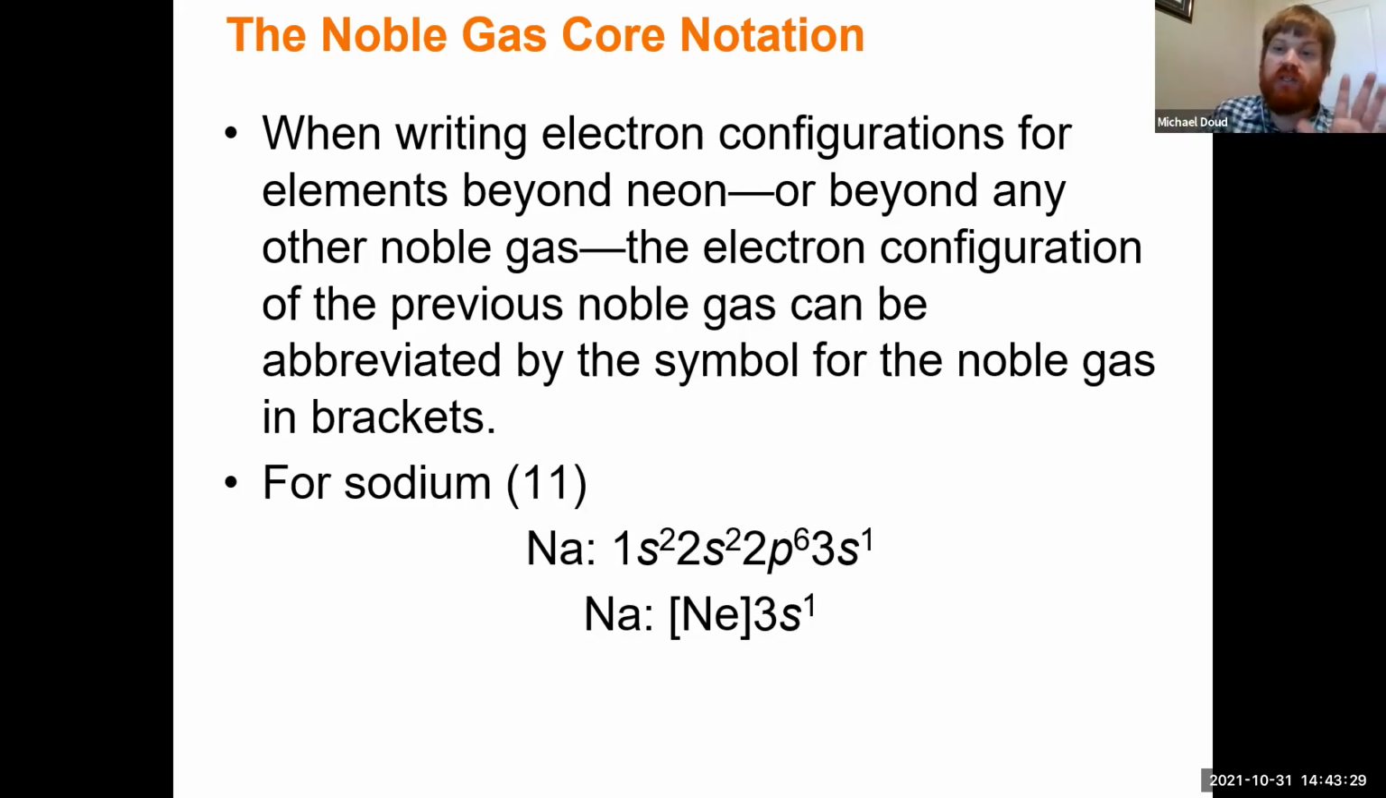Now, a couple notes. This only works for noble gases. So you can only use neon, argon, krypton, xenon, and I suppose radon, although we'll never make it that far. So neon, argon, krypton, and xenon. No other elements work this way, so don't try to use some random metal or something like that. Instead, make sure to just use the noble gases to represent the core electrons.